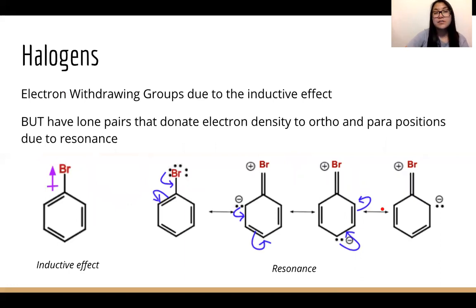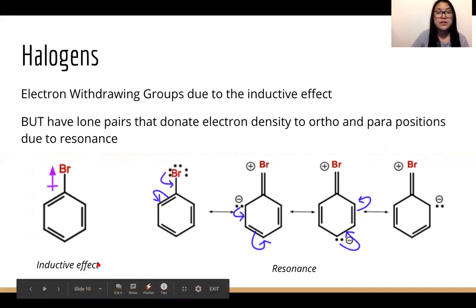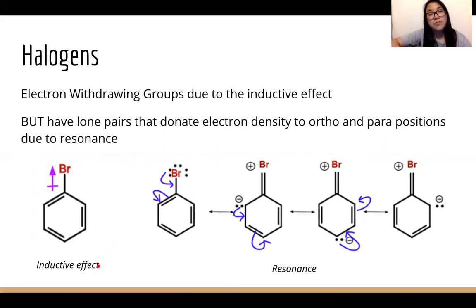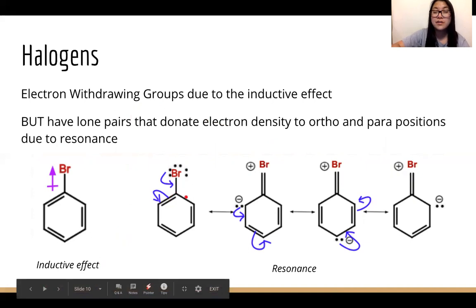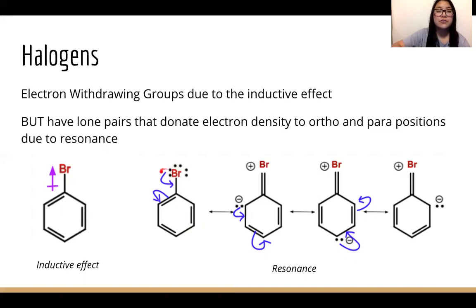Lastly, we have halogens. So halogens are electron withdrawing groups due to the inductive effect. But remember that halogens also have lone pairs that can contribute to resonance within the aromatic ring. So because of that, like we've seen with EDGs, if you're donating electrons into the ring, it would result in ortho and para being more reactive. So halogens, they are withdrawing groups, but they select for ortho and para substituted products. And just like EDGs, para will be the major product.